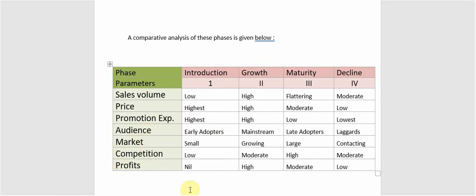If you see the competition at the introduction stage, it will be very low because there will be fewer players in the market. At the growth stage it will be moderate, and at the maturity and decline stages it will be high and moderate. So these are the different phases. If you see the profits, they will be nil at the introduction, high at the growth, and low at the declining stage. So these are the different phases and the behavior of the product under different parameters.